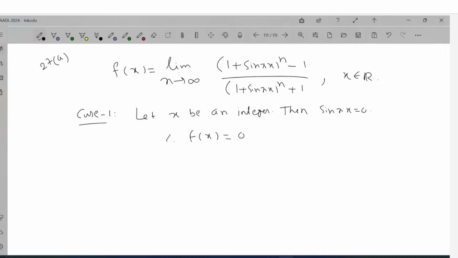But we'll see continuity of this further later. Because we are discussing the whole real line, it will depend on the line. We consider only the integers. So f(x) is 0 when x is an integer. Case 2.